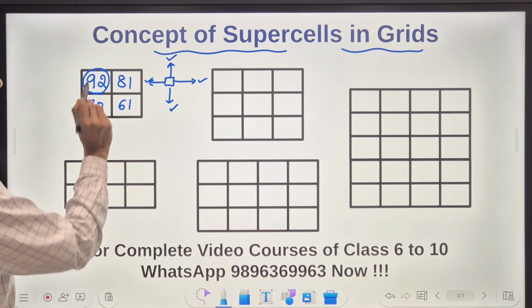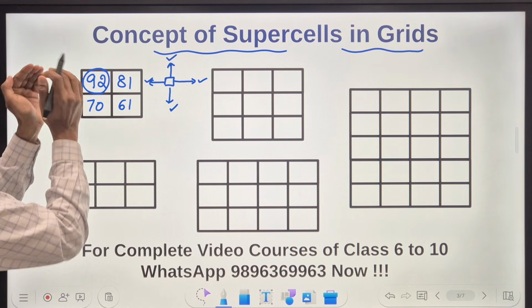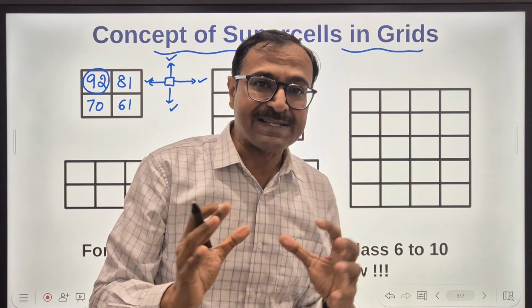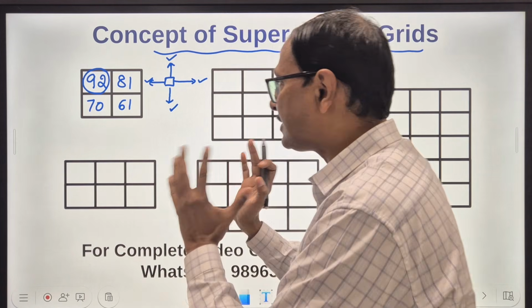The top neighbor is greater, so this is also not a supercell. So in this grid, only one is a supercell. Only one of the cells, that is the one containing 92, is a supercell. Now this is the concept.